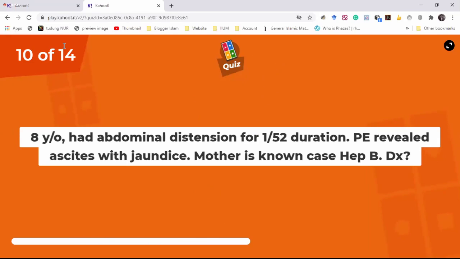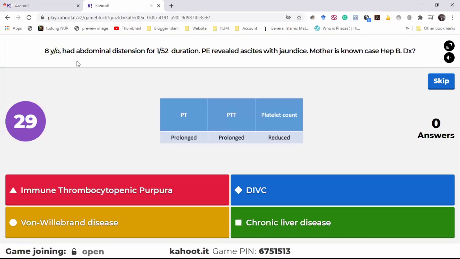An 8-year-old had abdominal distension for 1 week. Physical examination revealed ascites with jaundice. Mom is a known case of Hep D. The platelet count is reduced and the APTT is prolonged.